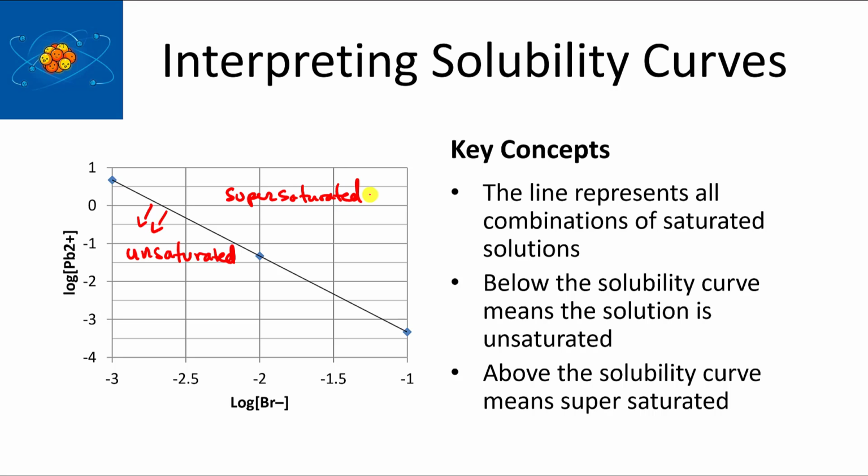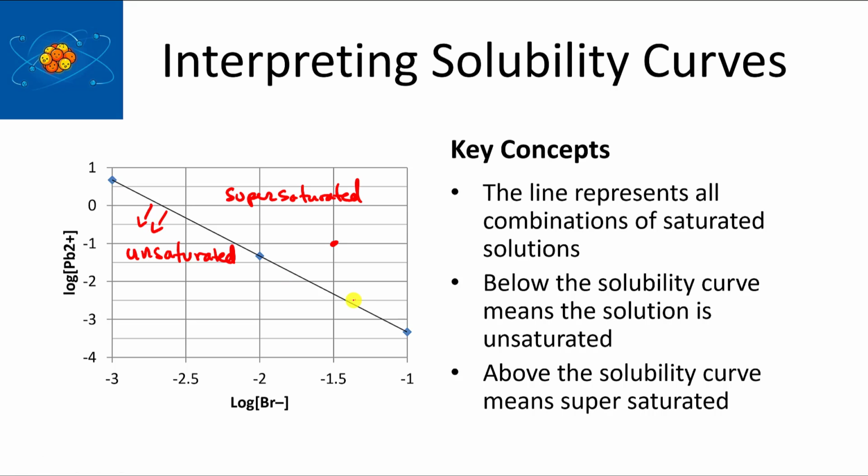So if you do have a problem and you're wondering if the ions are going to be soluble, then what you do is you calculate the log of the lead ion concentration and the log of bromide ion concentration. Let's say you plot it on here, and let's say it looks like that. Then you know you're supersaturated, and then what will happen is both ions will precipitate out of the solution. You'll basically have a precipitation of both ions, and then this concentration returns back to the solubility curve.